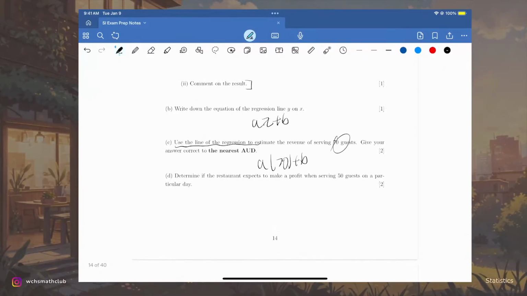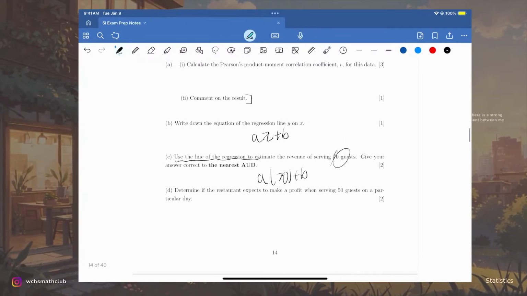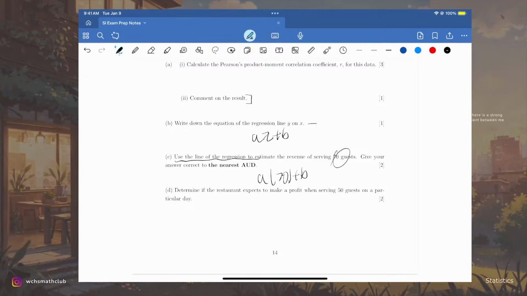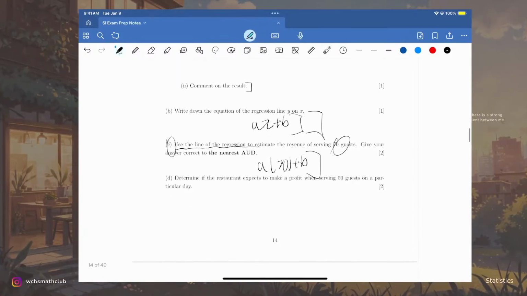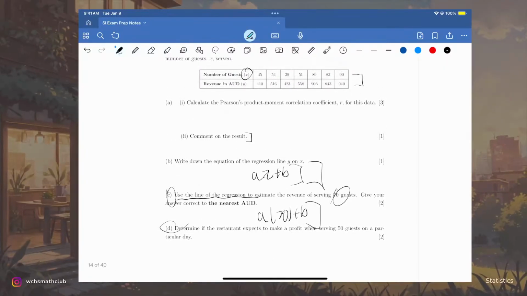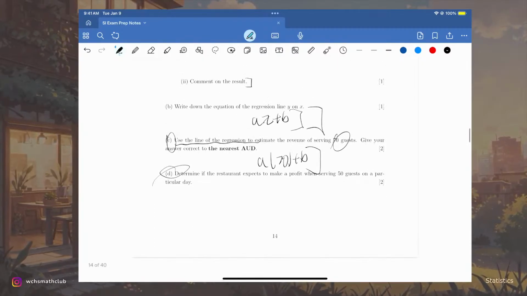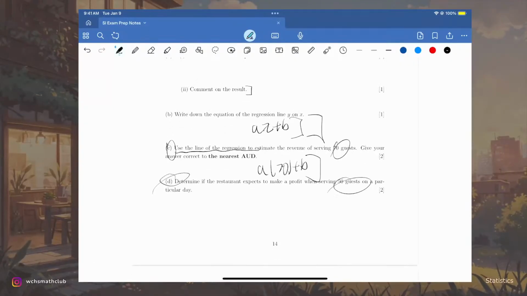I think it's also important to note here that I'm pretty sure IB does have some partial credit for carry-through errors. That means if you made a mistake over here, as long as you use the same values that you got wrong in here over here, you can still get credit for question C even though you did question B wrong. Okay. And then lastly on part D, it'd be the same thing. You use your regression line equation to calculate for 50 guests.